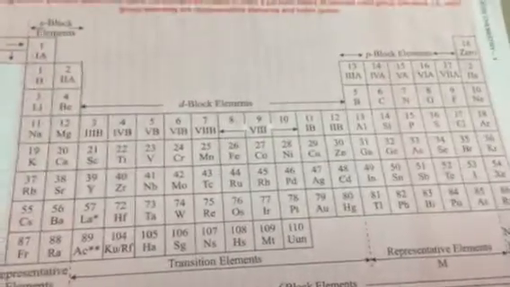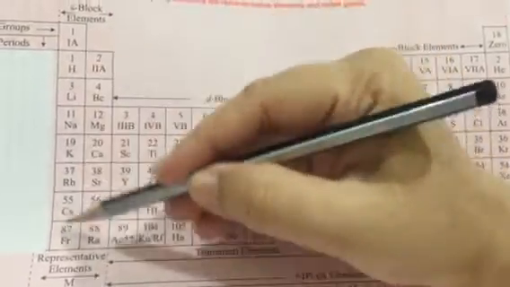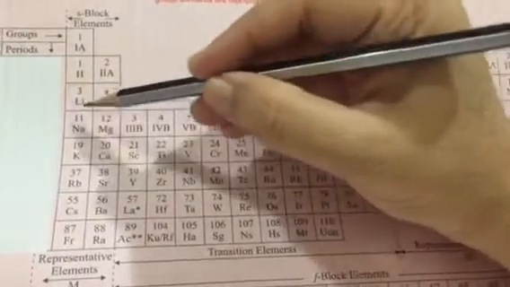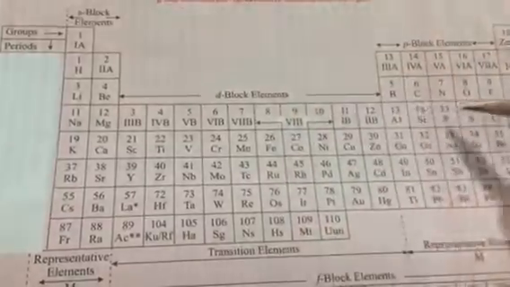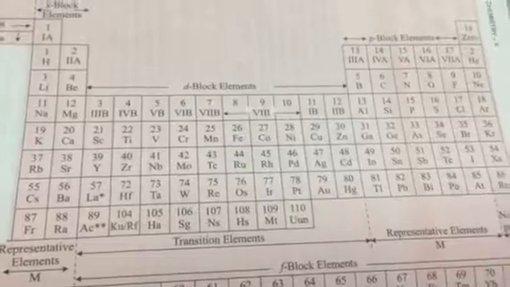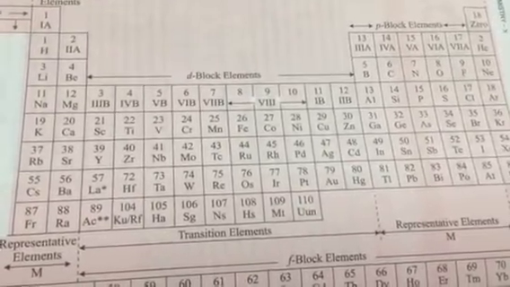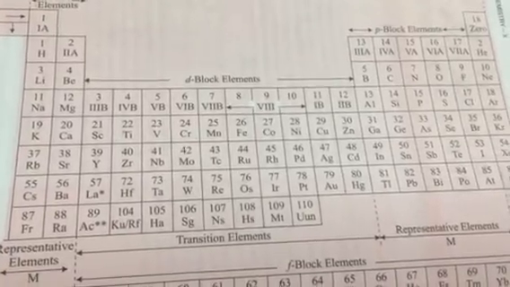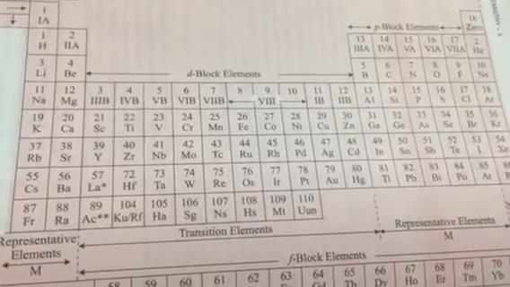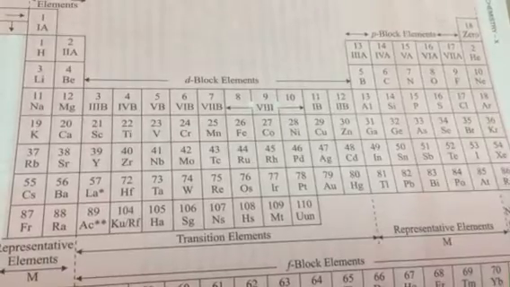Now if you look carefully, groups are the vertical rows. The vertical rows are the groups and the horizontal rows are the periods. If we look at it carefully, we have 18 groups and 7 periods. The 18 groups are divided such that each group has elements which have the same electronic configuration in the valence shell.